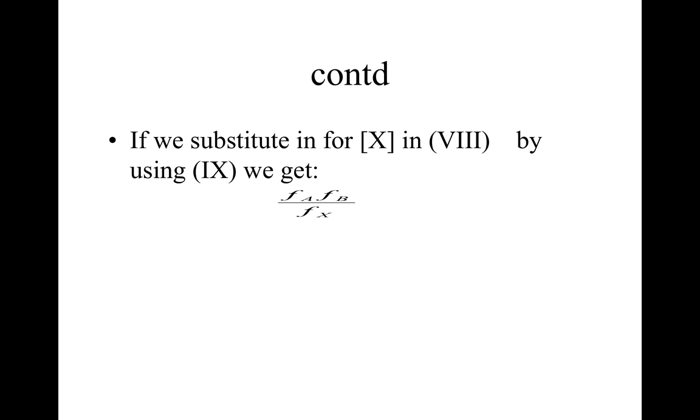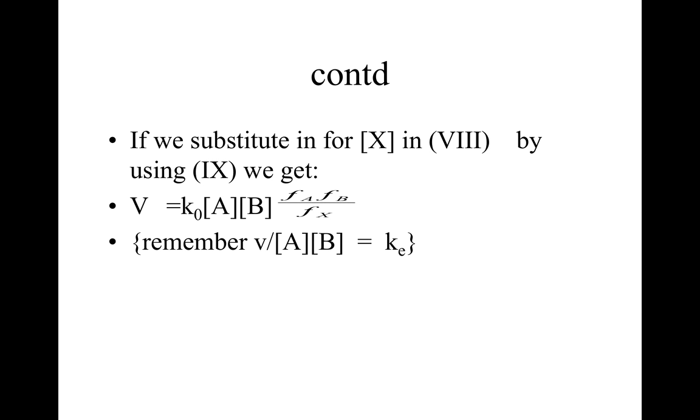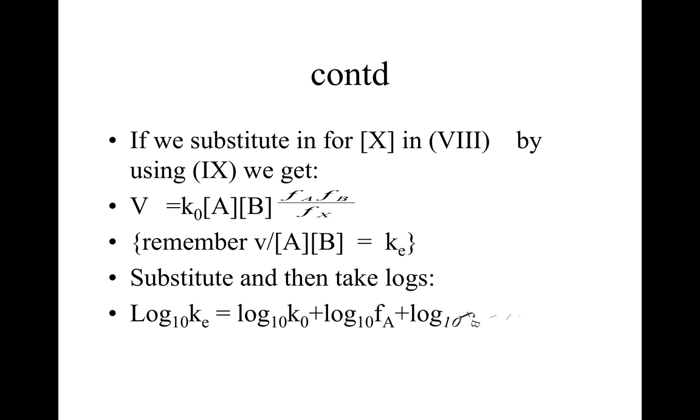If we substitute for X in equation 8 by using equation 9, we get the velocity V being equal to K naught times the concentrations of A and B times the activity coefficients FA, FB divided by FX. Remember that V over the concentration of A times the concentration of B is actually equal to Ke. Now if we substitute and then take logs, we obtain log base 10 of Ke being equal to log base 10 of K naught plus log base 10 of FA plus log base 10 of FB minus log base 10 of FX. Compare this with equation Roman numeral 4.